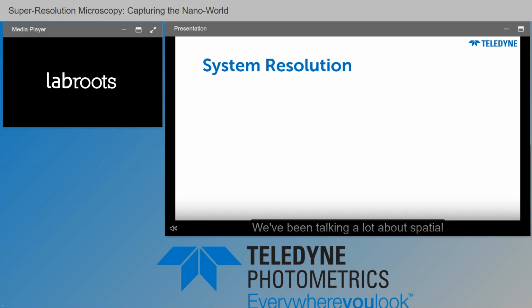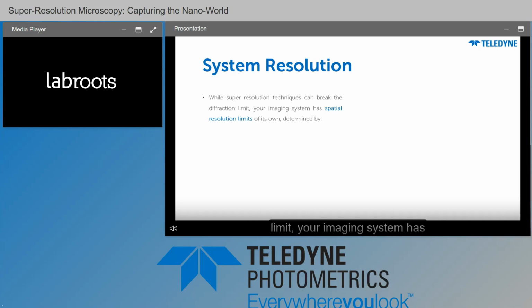We've been talking a lot about spatial resolution in terms of super resolution. And while these super resolution techniques can break the diffraction limit, your imaging system has spatial resolution limits of its own. These are determined by two main factors: the camera resolution and the microscope resolution. As we discussed, the microscope resolution is dependent on the wavelength you're imaging at and the numerical aperture of your objective lens, while the camera resolution is dependent on the camera sensor pixel size divided by the total magnification.